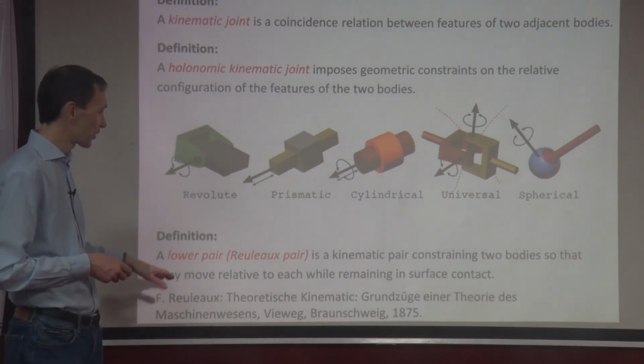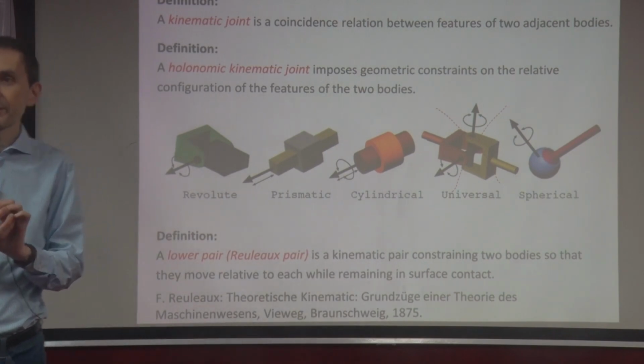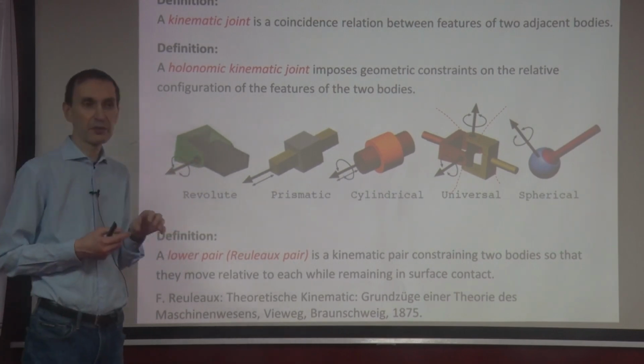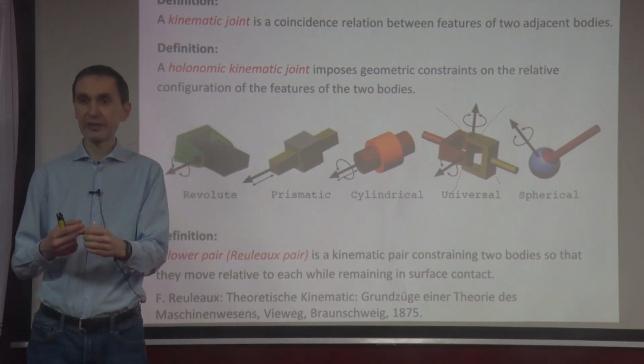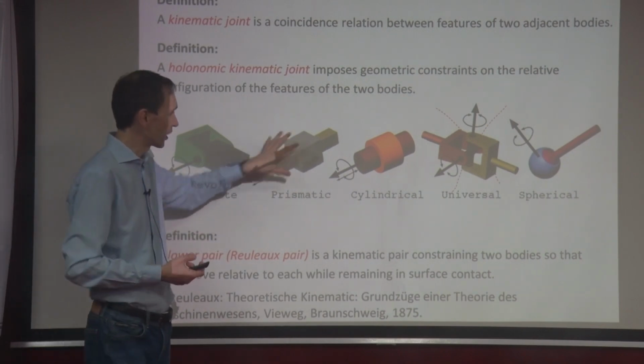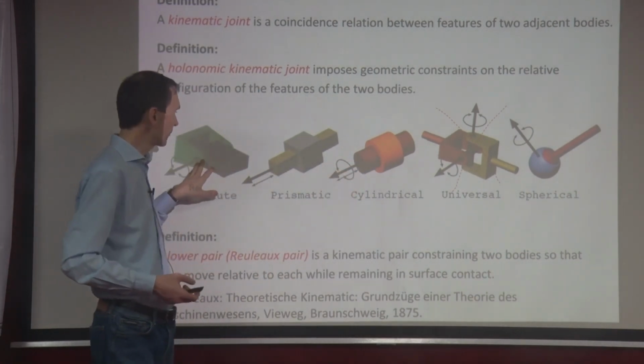A lower pair is actually a joint that is defined by surface contact, right? Like a revolute joint. A revolute joint is defined by surface contact. You have a cylinder and a hollow cylinder, and they have surface contact. Then you have the prismatic joint. You can look at this. Then you have this. They call it a cylindrical joint because this is 1 degree of freedom, right?